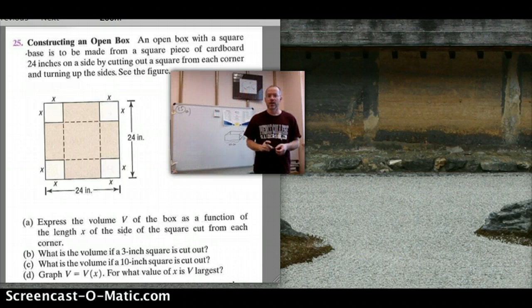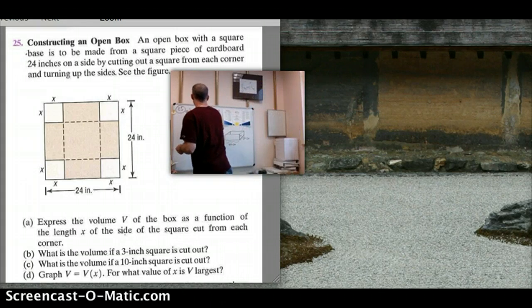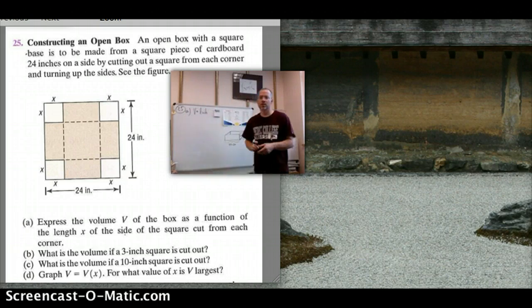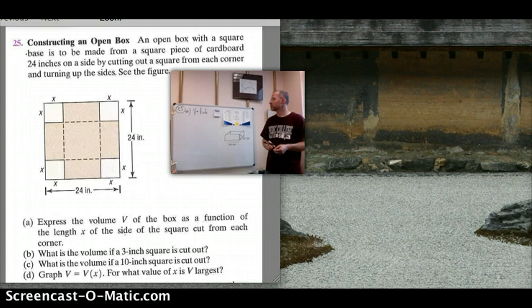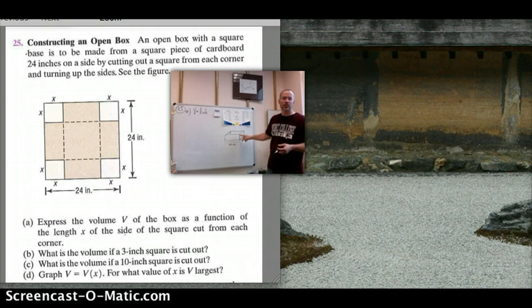I'll try to write large, okay? So in part A, I'm thinking the volume of a rectangular solid, the volume of a box, is length times width times height, right? It's multiplying the 3 dimensions together in order to get cubic units. This doesn't get me very far, though, in the direction of a function that I'm asked for, because I need to have volume as a function of x. X has to be the only variable that's in my function.